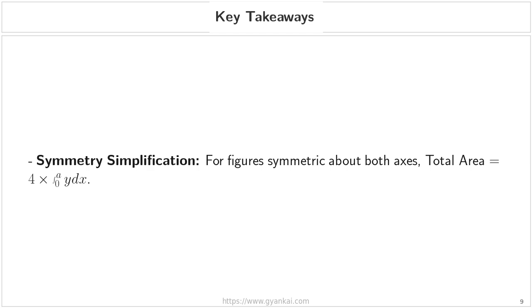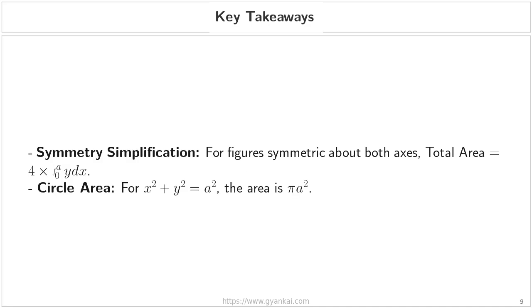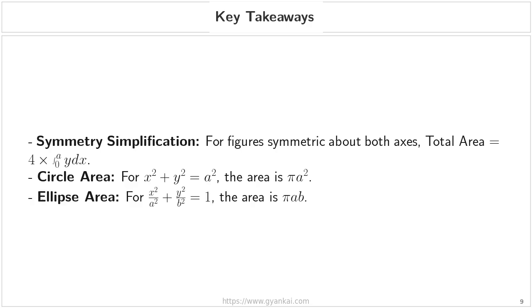Second, let's look at the specific formulas we derived. For a circle, where the equation is x squared plus y squared equals a squared, we have proven that the total area is pi times a squared. Third, for the ellipse, which we viewed as a stretched version of the circle, where the equation is x squared over a squared plus y squared over b squared equals 1, the total area is pi times a times b.